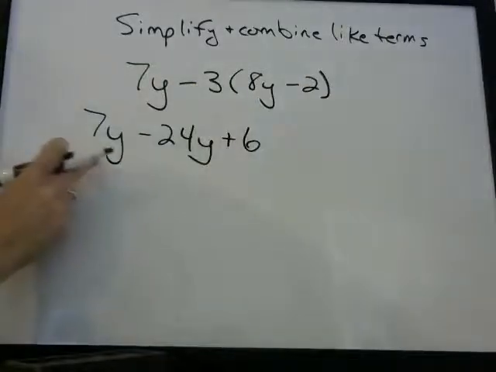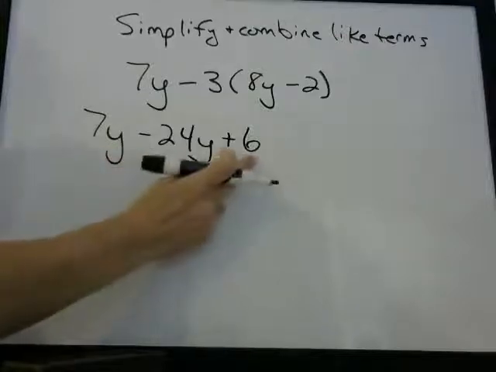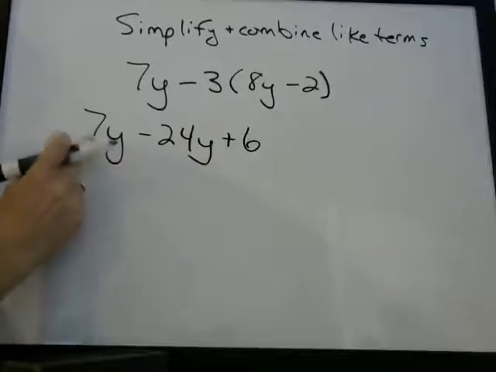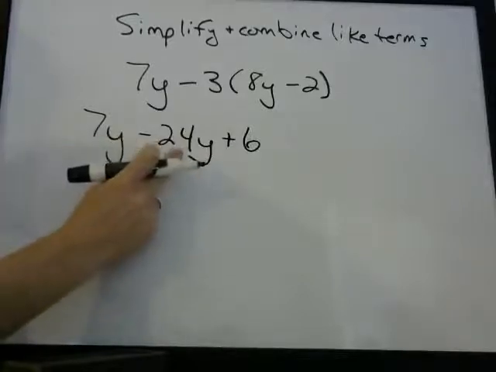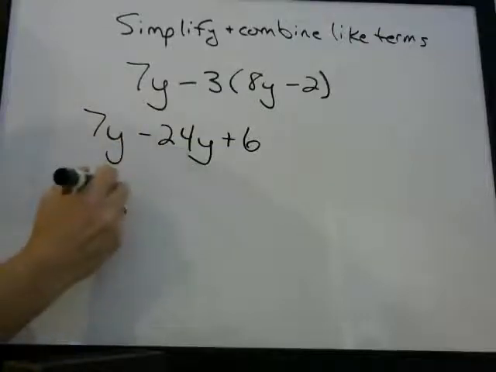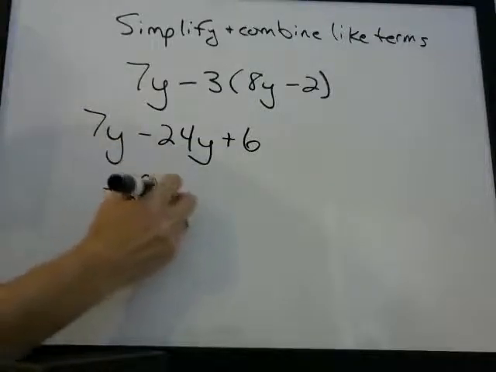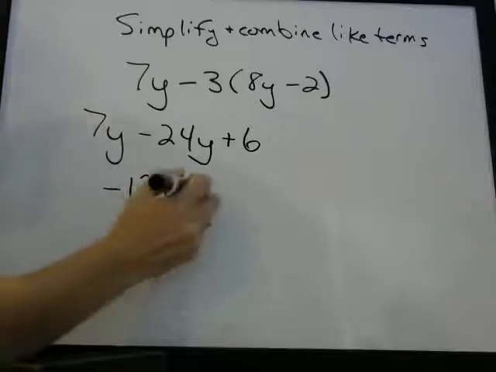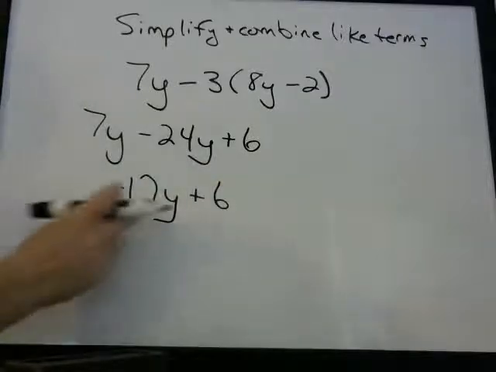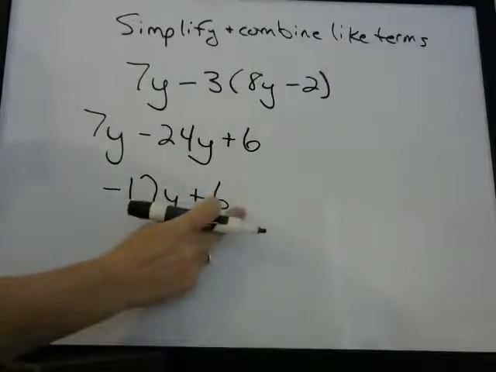Again, we have 7y minus 24y plus 6. These both have a y in them, so we can combine them. 7y minus 24y. Again, you just look at the numbers. 7 minus 24 gives us negative 17. You keep the y, plus 6. That's as simplified as we can get it because this has a y and this does not.